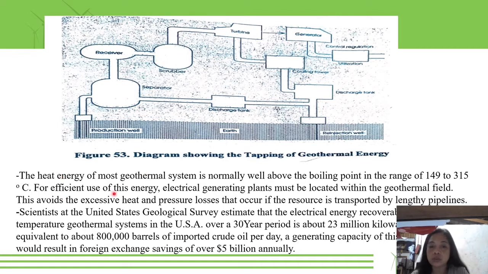For efficient use of this energy, electrical generating plants must be located within the geothermal field. This avoids the excessive heat and pressure losses that occur if the resource is transported by lengthy pipelines.